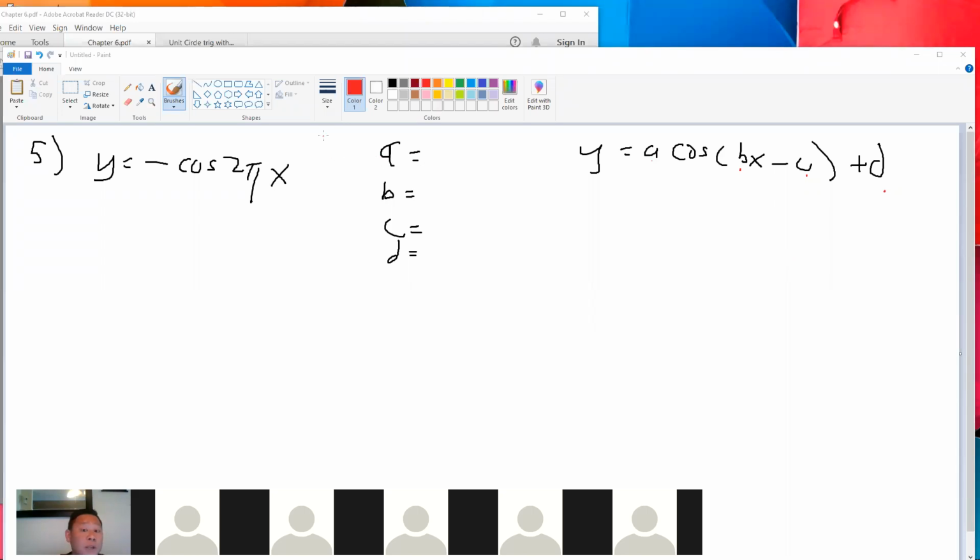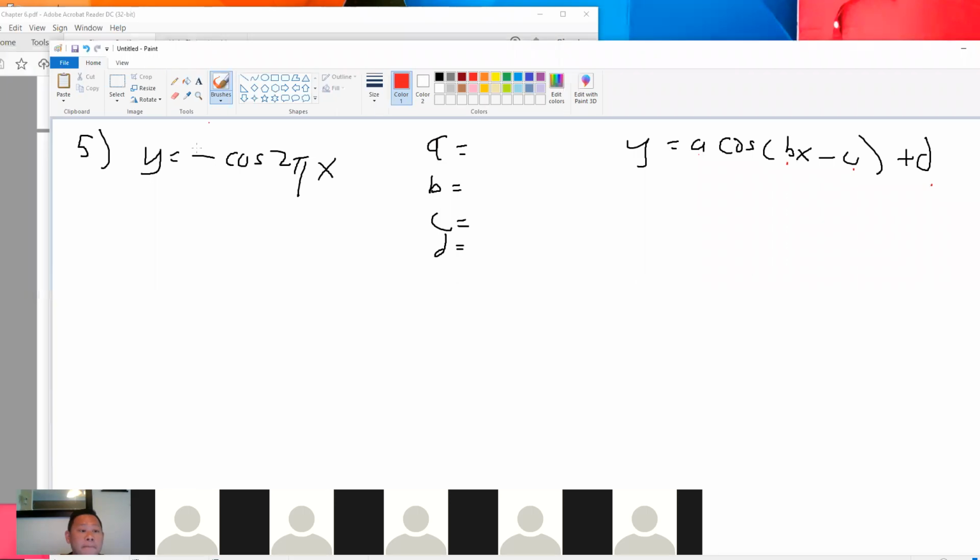A in this case will be -1, because this is the front. Now, do we have a parenthesis in this question? No. So that means that B in this case is like the slope, always next to X. So what is your B in this case? 2 pi. Yeah, it's 2 pi.